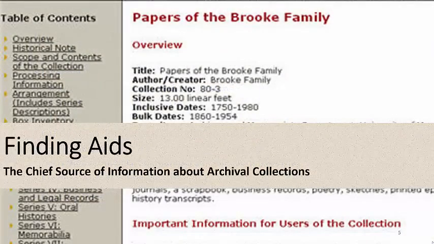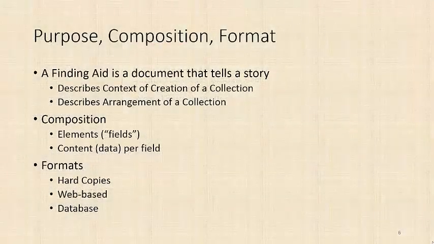Let's talk now about finding aids as chief sources of information for archival collections. A finding aid, first of all, is a document. It tells a story describing the context of creation of the collection and describes the arrangement that you have either imposed or distilled for that collection. The document, the finding aid, is composed of elements, that is, fields, and content, that is, data, in each of the fields.